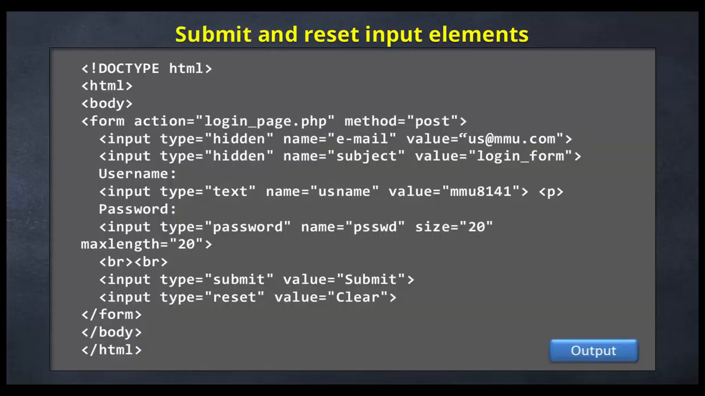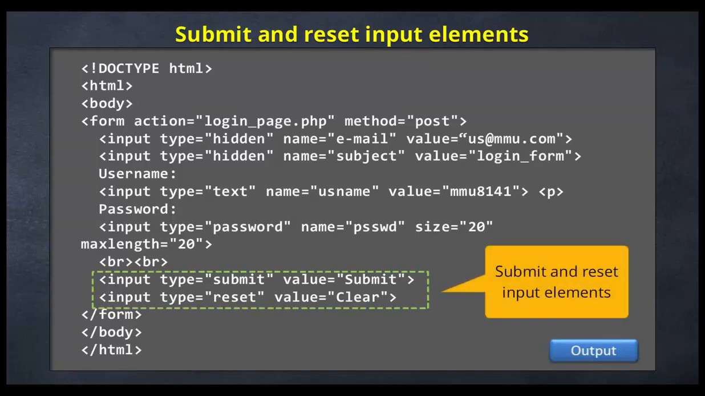In this example, two important elements are used, such as the submit and reset input elements. The submit input element is a button. When the submit button is pressed, the form's data is sent to the location specified in the form's action attribute. The value attribute sets the text displayed on the button. On the other hand, the reset input element allows a user to reset all form elements to their default values. Click at the Output button to display the output.